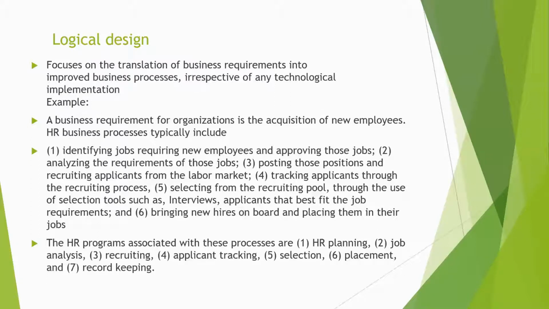A business process can typically include identifying jobs requiring new employees and approving those jobs, analyzing the requirements of those jobs, posting those job positions, and recruiting applications from the labor market, tracking the applications through the recruitment process, and finally selecting from the recruiting pool through the use of selection tools such as interviews the applicants that best fit the job requirements, and bringing new hires on board and placing them in their job. As we can see in this example, the whole business process is discussed here.